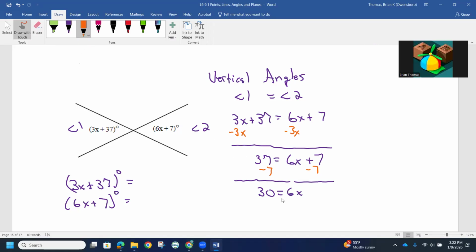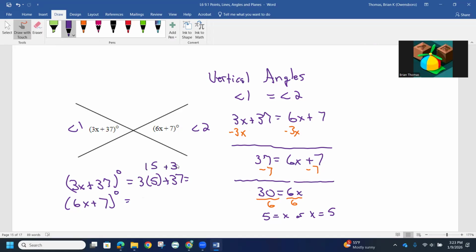But if you can't, you can still solve for x by making the coefficient of x 1. So if you divide this side by 6, you have to divide this side by 6 to make the coefficient of x 1. So this is going to turn into 5 equals x, or in other words, x equals 5. So what I have to do now is substitute the 5 in for x and figure out what the actual angles are. So 3 times 5 plus 37, that's going to be 15 plus 37.